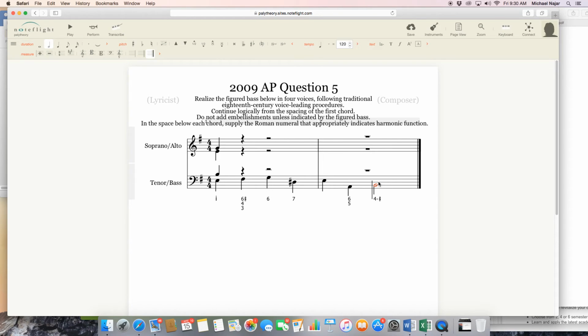Well, what's a third? Let's see, we're in E minor. We raised all the seventh scale degrees. I wonder if this is a D sharp. Oh, what? It is a D sharp. So it would be a C to a D sharp.